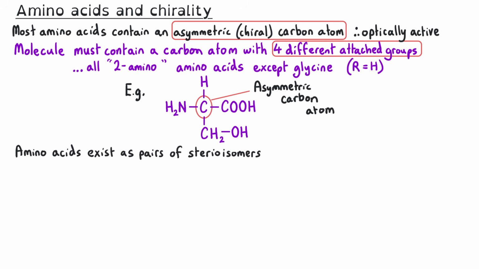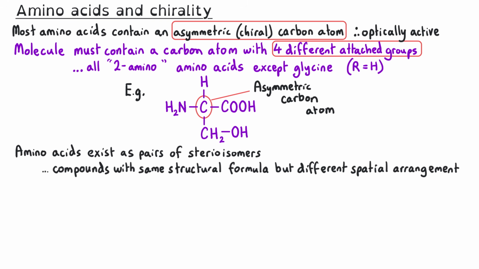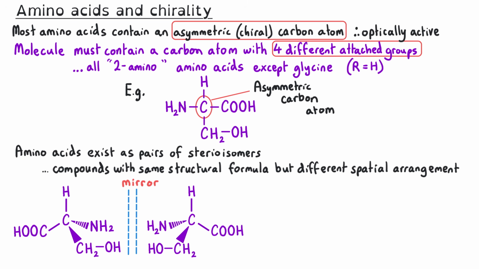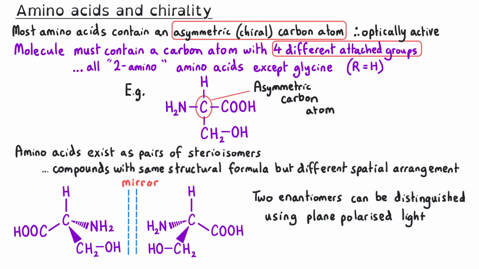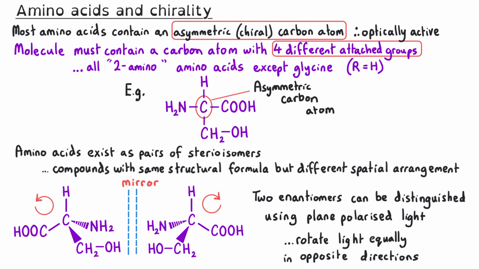Amino acids then exist as pairs of stereoisomers, which are defined as molecules with the same structural formula but a different spatial arrangement. We can show that by drawing one molecule of serine, showing the tetrahedral arrangement around this second carbon atom here, and then drawing the second enantiomer as the non-superimposable mirror image of the first. These 2 enantiomers can be distinguished using plane polarized light, which works because the 2 enantiomers would rotate light equally, but in opposite directions.